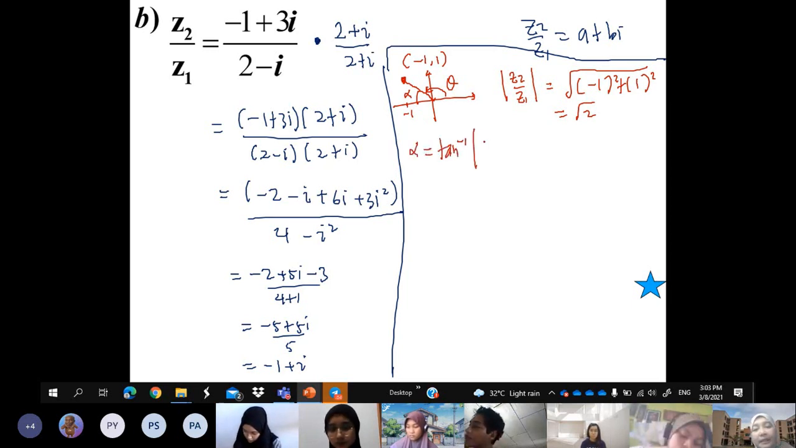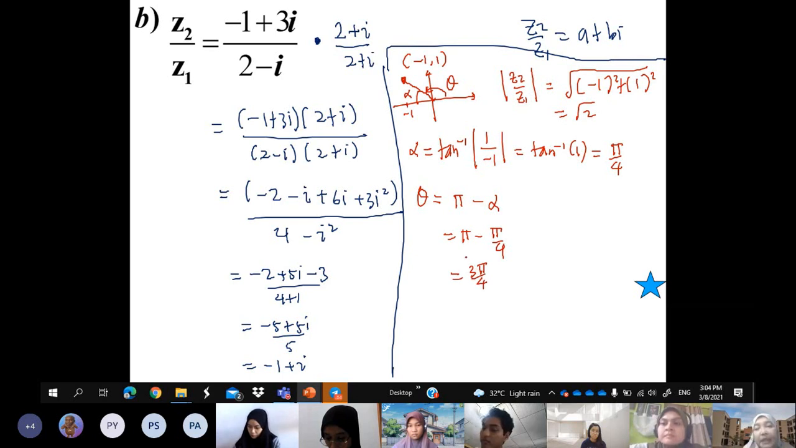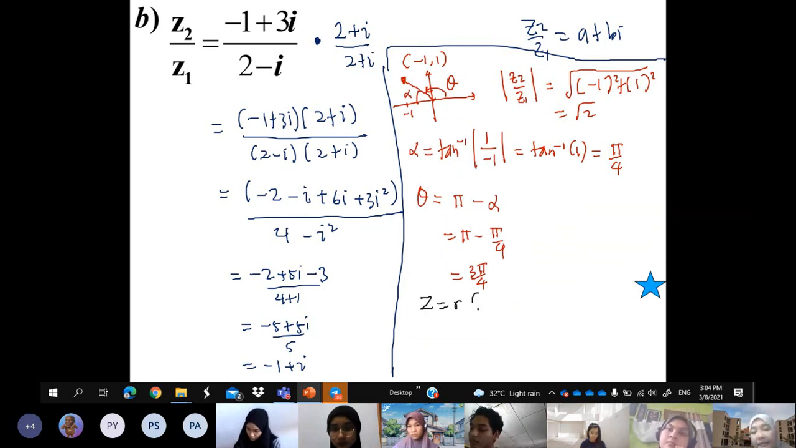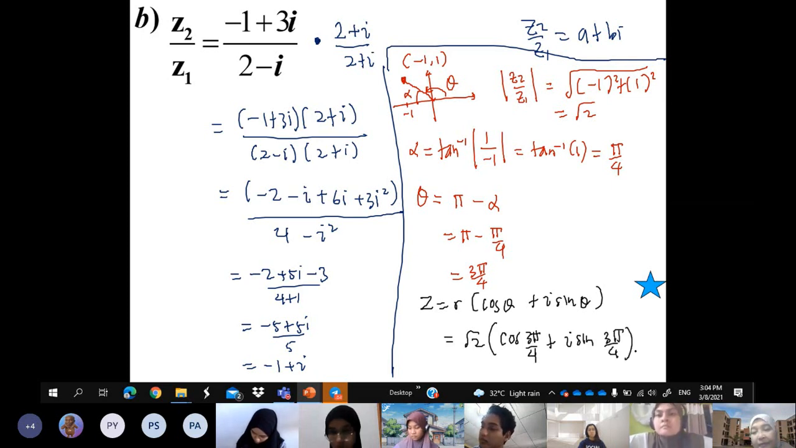For argument, find alpha. Alpha is arctangent 1 over negative 1. This 1 over negative 1, the arctangent of 1, is equal to pi over 4. And theta is equal to pi minus alpha. Pi minus pi over 4 is equal to 3 pi over 4. Settle. And polar form, pattern r cos theta plus i sin theta. So your r is root 2, cos 3 pi over 4 plus i sin 3 pi over 4. Done. Settle.